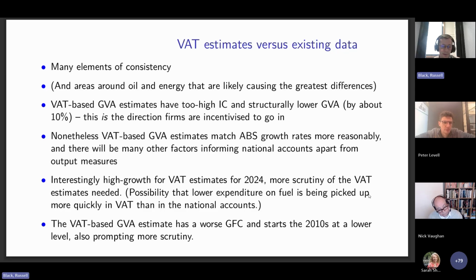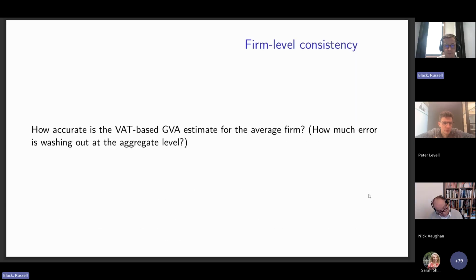Without this, there's no point continuing. So it's important to check that. The second way of checking if this data is actually useful is looking at the firm level responses. So what is the difference between what an individual company is reporting on its VAT forms for turnover and expenditure, and the estimate for GVA through this procedure, versus what the same firm is sending to the ONS in the annual business survey?